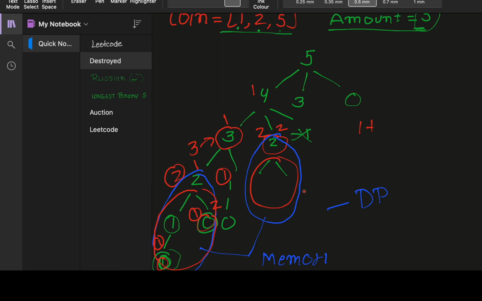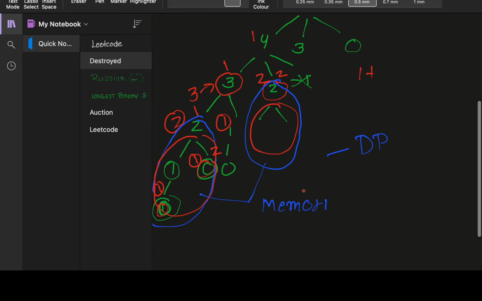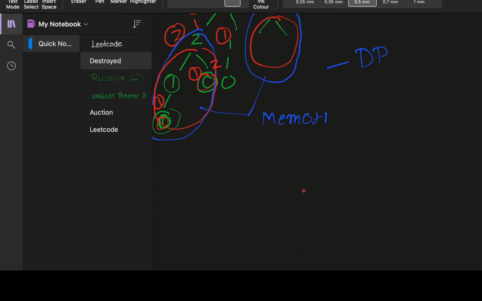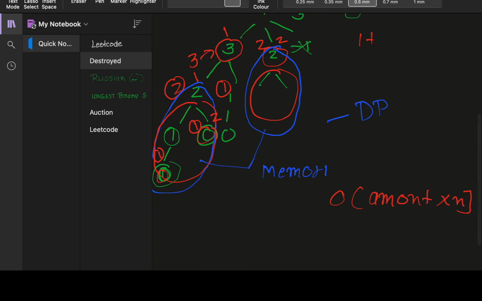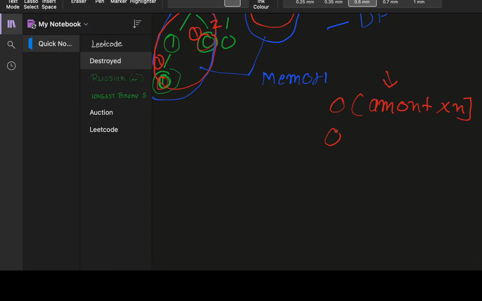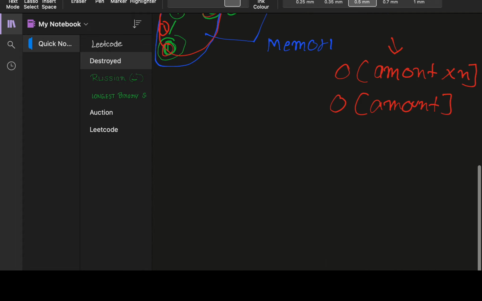But to solve this problem by dynamic programming, we have two approaches. First approach, we can use 2D array whose space complexity would be amount into n. And what would be n? N basically the number of coins we have. It is space complexity. But if we use 1D array, the space complexity would only be amount. Okay, but how would the 1D array work? Let's see. Now we are going to solve this problem by dynamic programming.